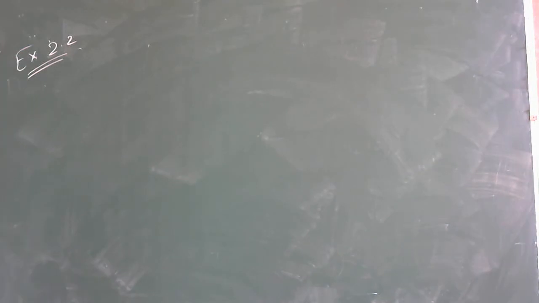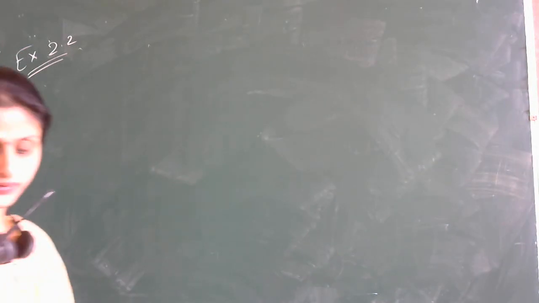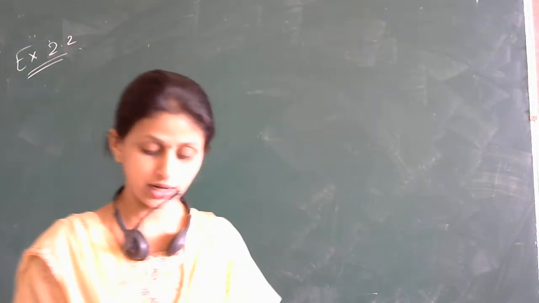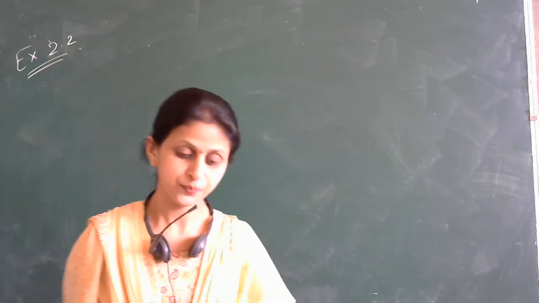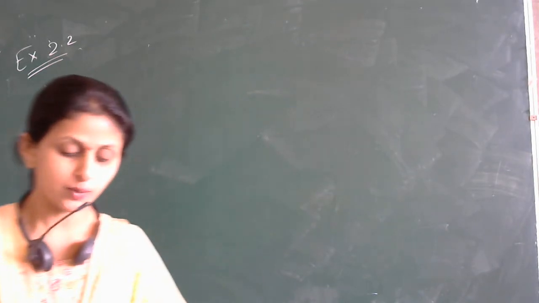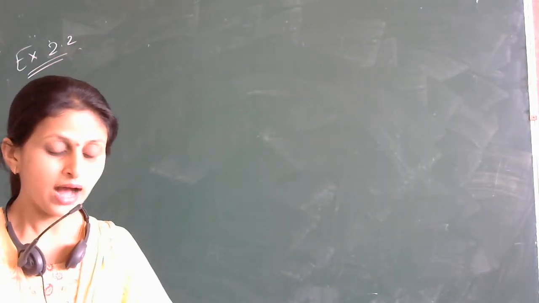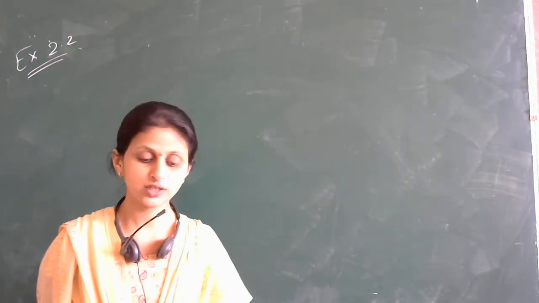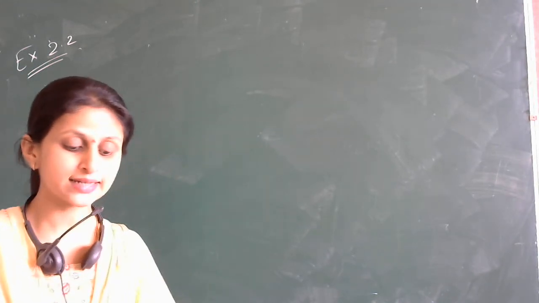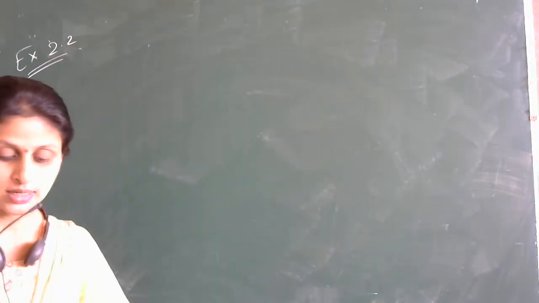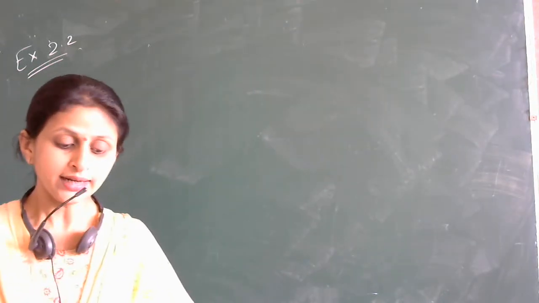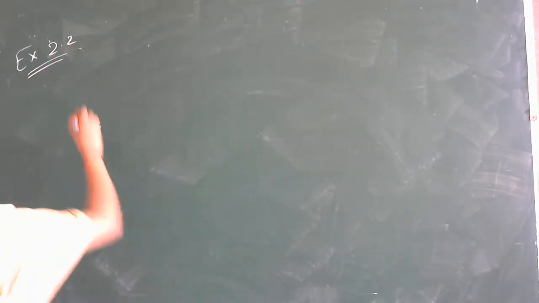Next question. A is given, it consists of 4 elements 1, 2, 3 and 5. B is given, it consists of 3 elements 4, 6 and 9. Define a relation R from A to B by R equals all ordered pairs (x, y) such that the difference between x and y is odd, where x belongs to the first set and y belongs to the second set. So write R in roster form. Observe, students. Third question.